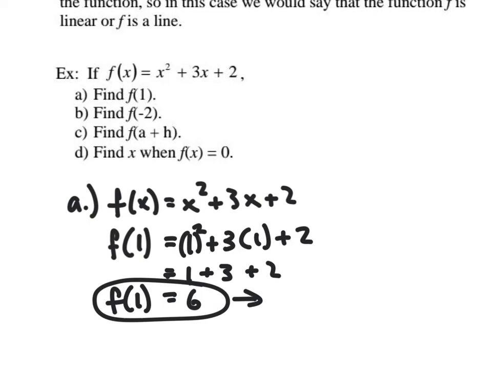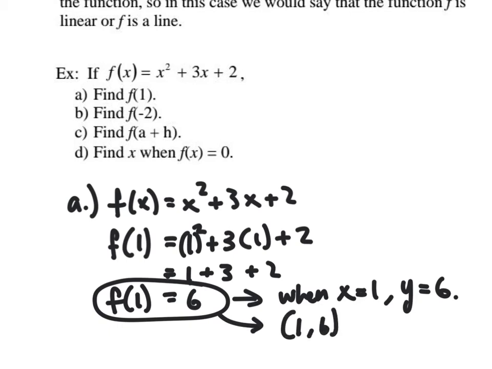Now, let's put this into context. What this means is that when x equals 1, y is equal to 6. That's what we need to see when we see something written like this. And this really just translates to the point 1 comma 6, but we're looking for this. This is the answer we're looking for.